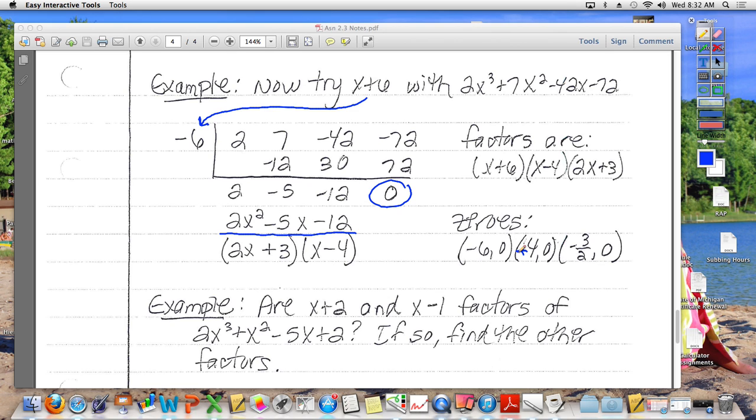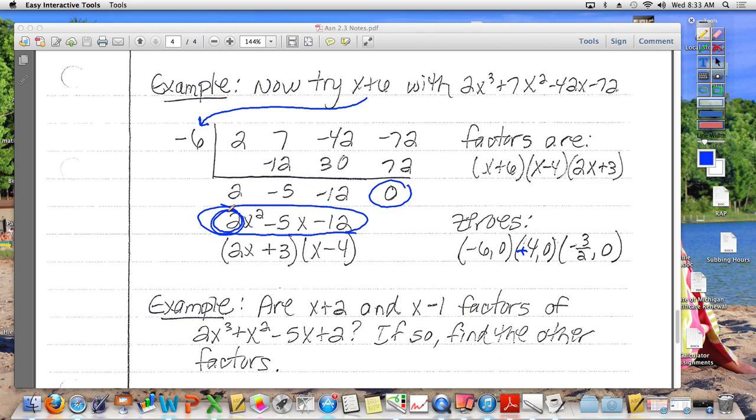All right, so we end up with 2x squared minus 5x minus 12, and we need to factor this now. This is a little bit harder to factor. Why is it a little bit harder to factor? There's a coefficient, there's a 2 in front. We haven't spent a ton of time factoring quadratics that have a coefficient other than 1 in front of the x squared. But I know I'm trying to get 2x squared, and I'm trying to get a negative 12 at the end.